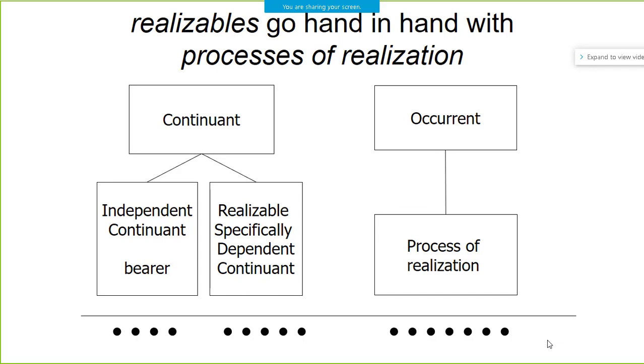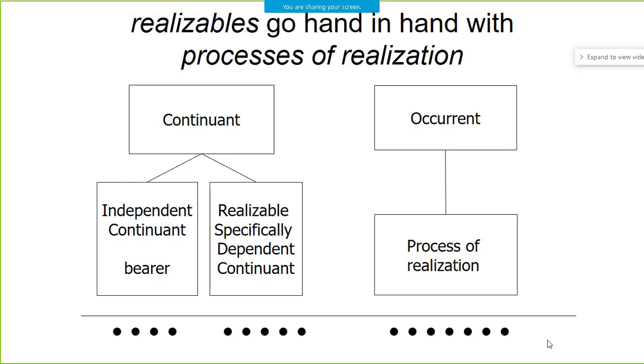And BFO distinguishes between two kinds of specifically dependent continuants. On the one hand, there are realizables, such as functions, roles, tendencies, potentials, habits, which you can have without realizing, but they are realizable. And then qualities, which you just have. You don't need to do anything in order to realize them. So you have your height. It's not a realizable quality.